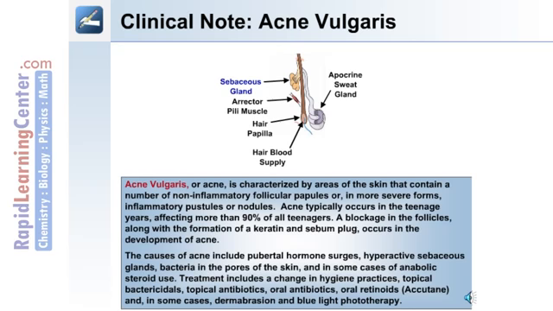There are different causes of acne, including pubertal hormone changes, hyperactive sebaceous glands, bacteria in the pores of the skin, and in some cases the use of anabolic steroids. The treatments for acne include a change in hygiene practices, the use of topical bactericidals, topical antibiotics, oral antibiotics, oral retinoids such as a drug called Accutane, and in some cases dermabrasion and blue light phototherapy.